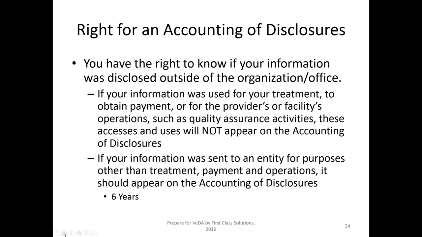Sometimes individuals you have asked the facility to send records to also will not appear on the accounting of disclosures. So if you authorize the facility or physician practice to send records to a specialist in another state, that disclosure may not appear on your accounting of disclosures. Generally, the accounting of disclosures is a list of disclosures to someone you did not know about. So if your information was sent to an entity for purposes other than treatment, payment, and operations, it should appear on the accounting of disclosures. Now, the accounting of disclosures under HIPAA is only required to capture disclosures for the past 6 years.